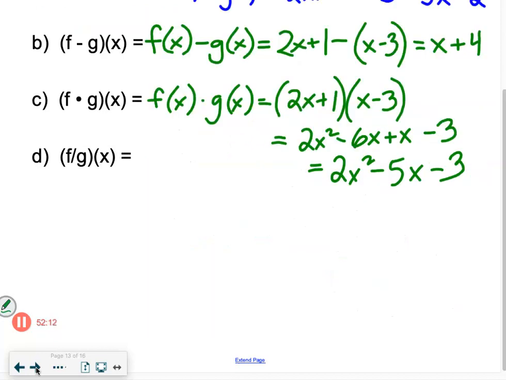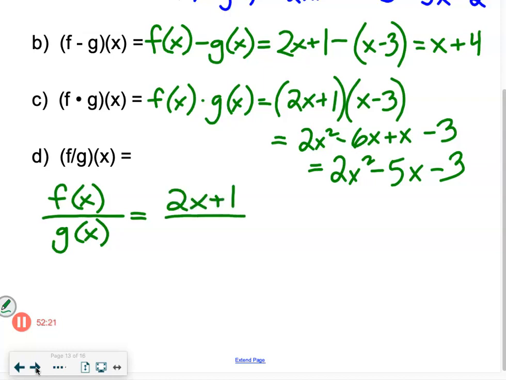All right, f divided by g. So this is f divided by g. F of x is 2x plus 1. G of x is x minus 3. Is there anything I can do to simplify that? No. Can I cancel these x's? No. Almost like you almost fell for it. Almost gotcha. No. You can only cancel common factors. Right? Okay, so no, that is it. You just write it and walk away.